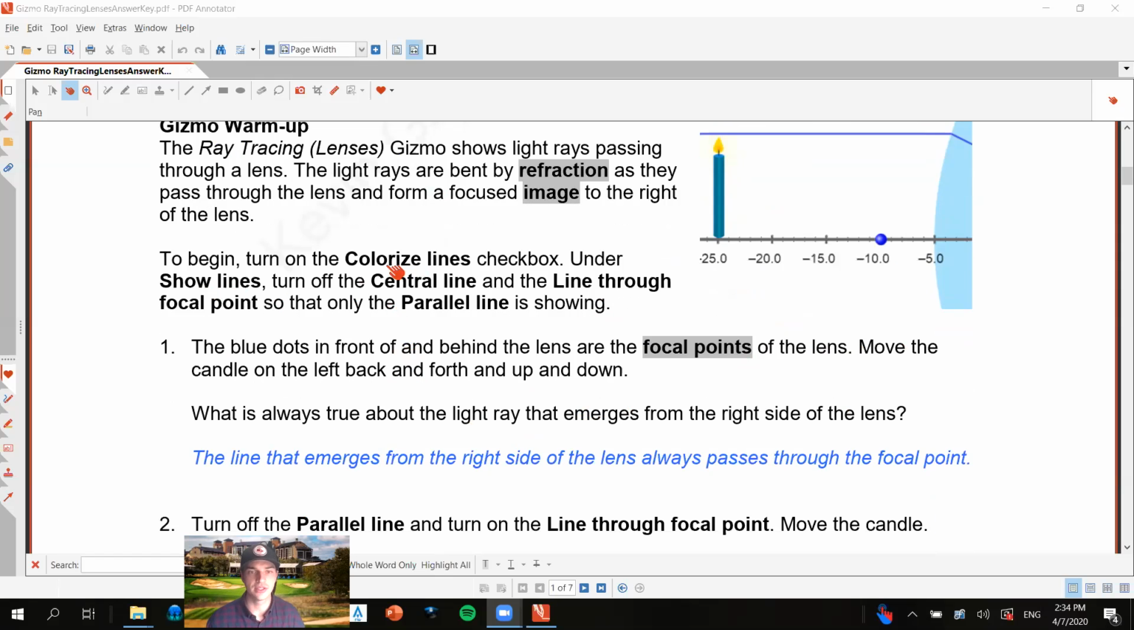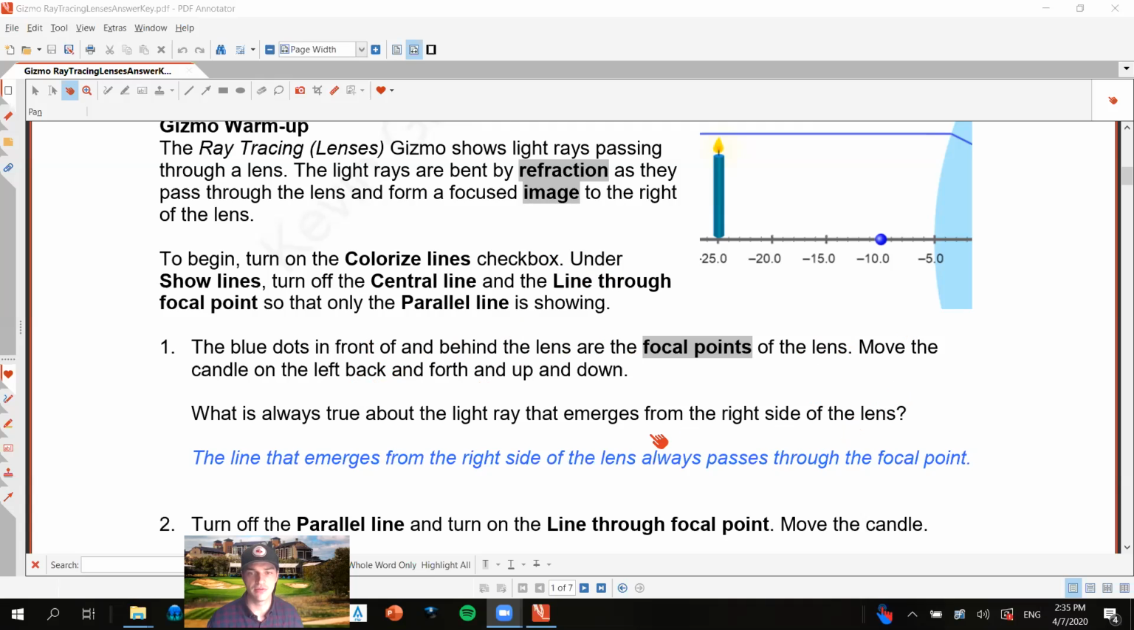So it asks us to begin by turning on the colorized lines in the checkbox and turning off the central line and the line through focal points so that only the parallel line is showing. Parallel meaning the incident ray is parallel to the principal axis. Okay, so that line is showing. It then asks you, the blue dots in front of and behind the lens are the focal points. Move the candle on the left back and forth and up and down. What is always true about the light ray that emerges from the right side of the lens?